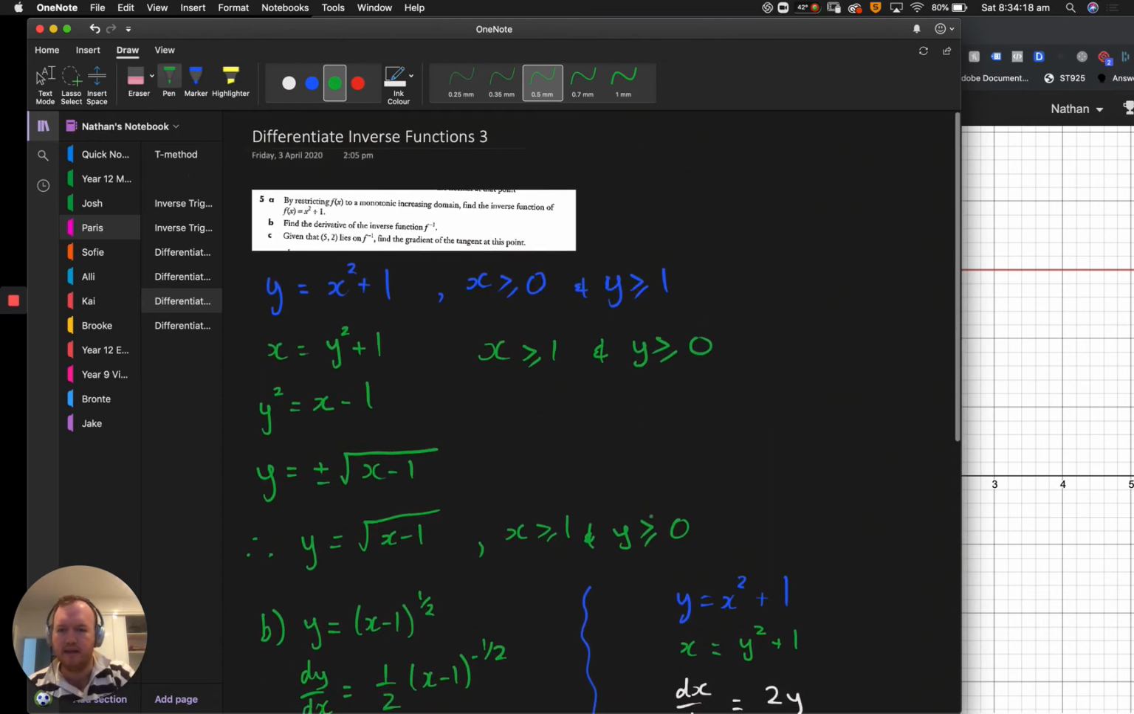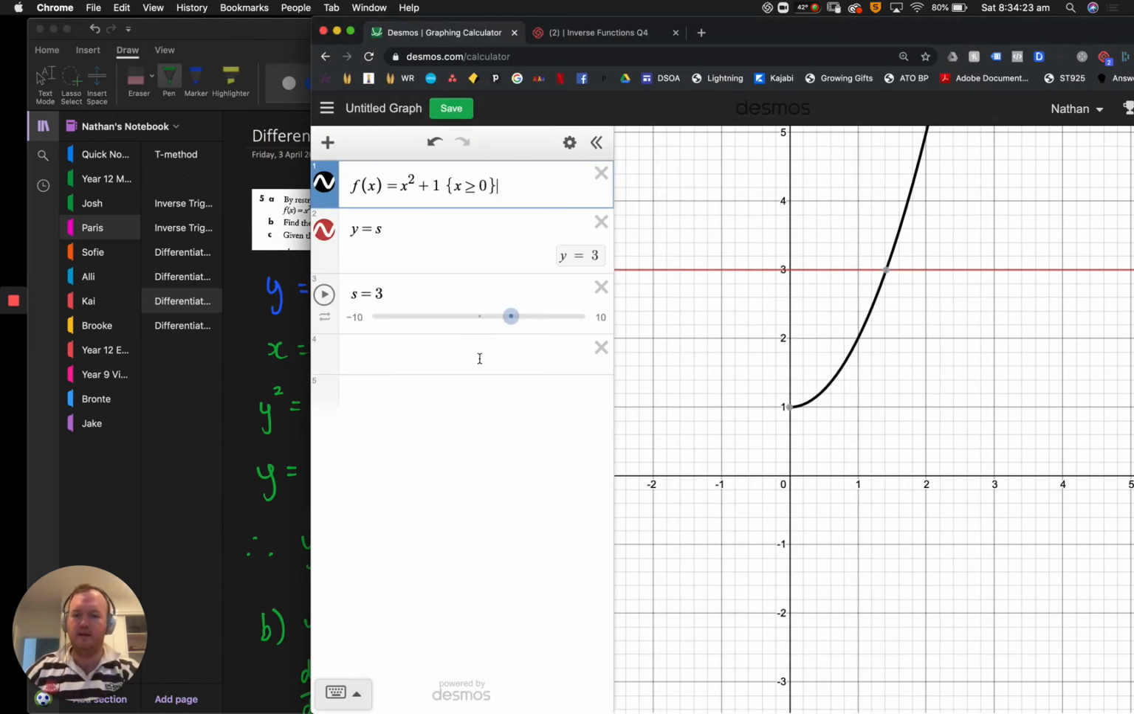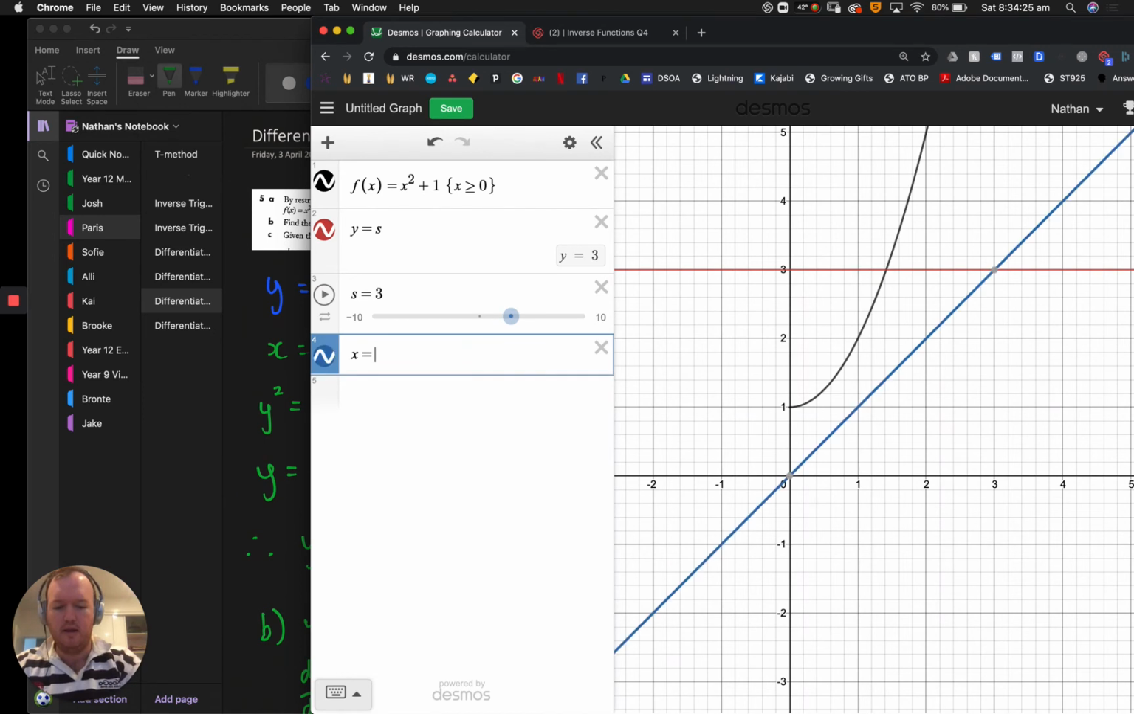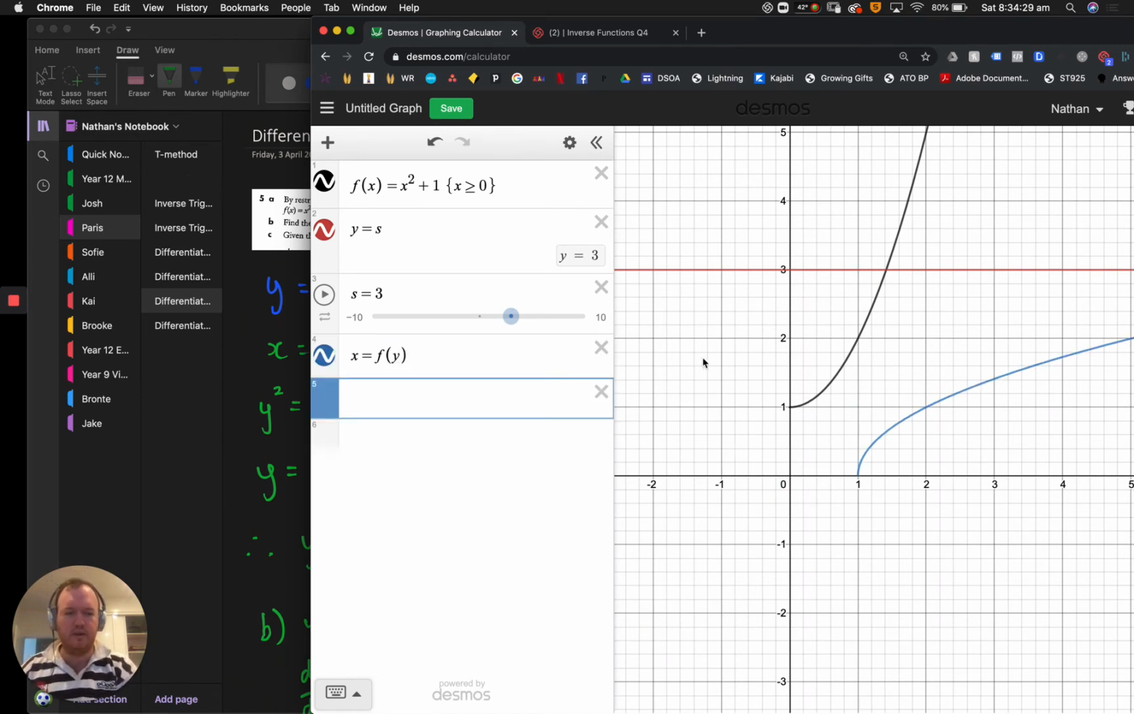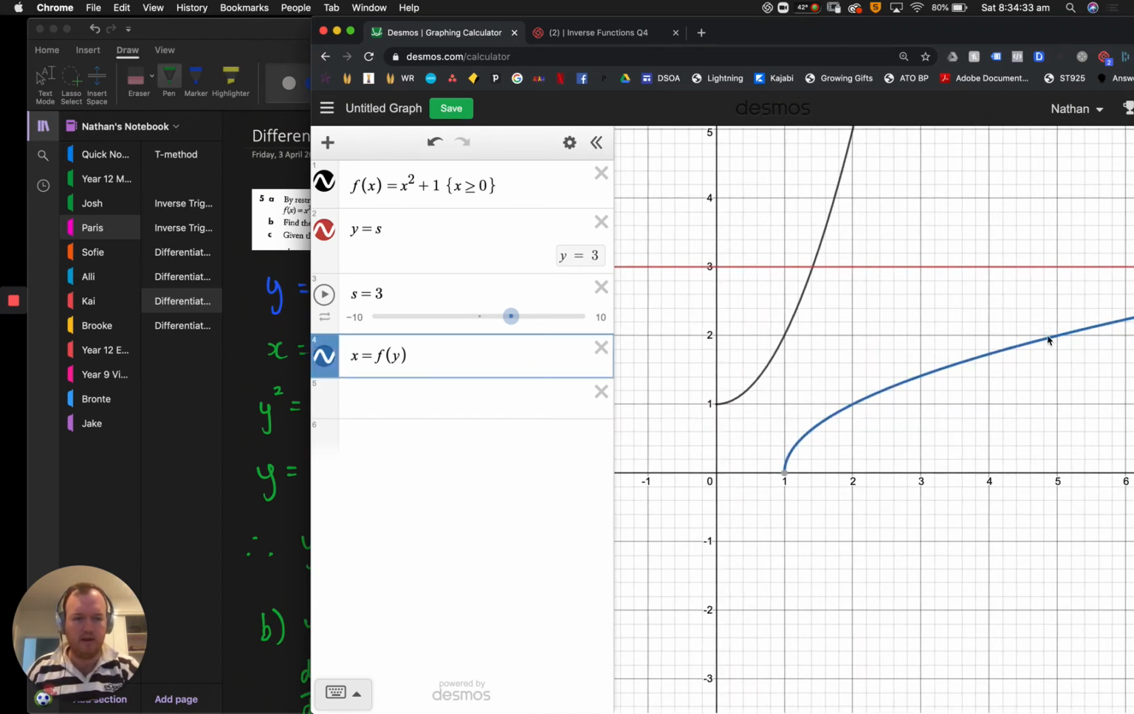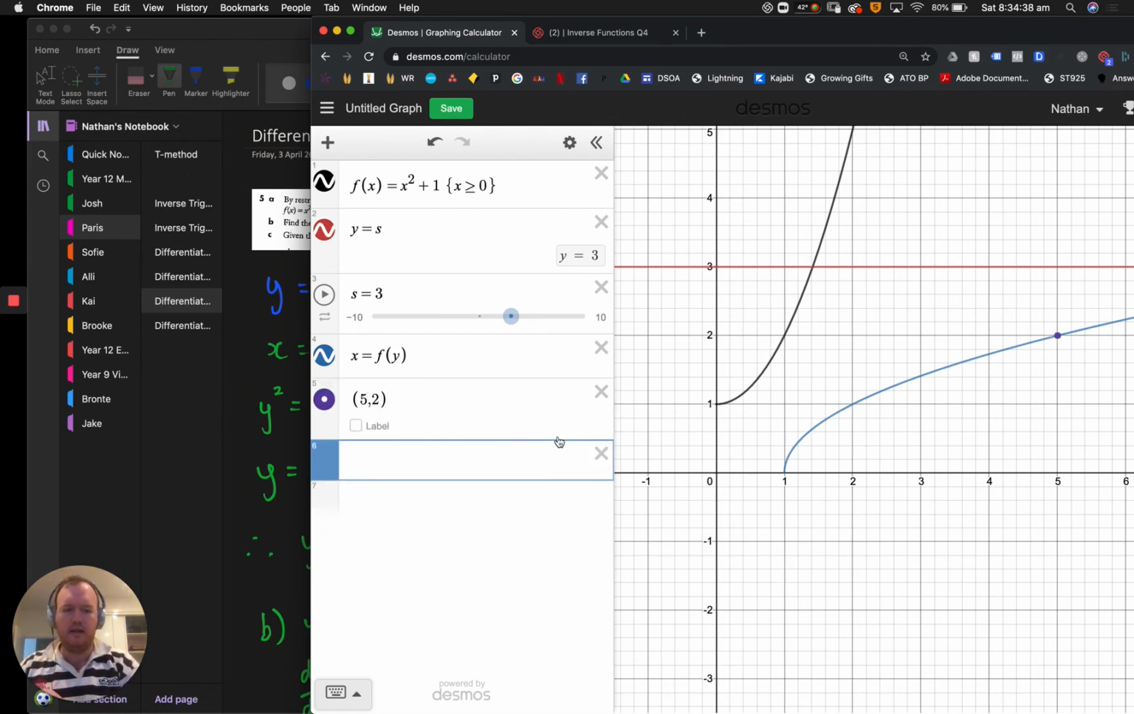So part C is asking us, given that (5, 2) lies on the inverse, so let's just come back over here and double check what that looks like. x equals f of y. So now that's been restricted for us as well, the inverse. Moving over. Here we go. Here's the point (5, 2). Again, it's nice and easy to see.